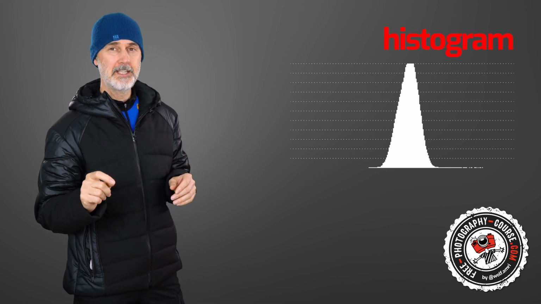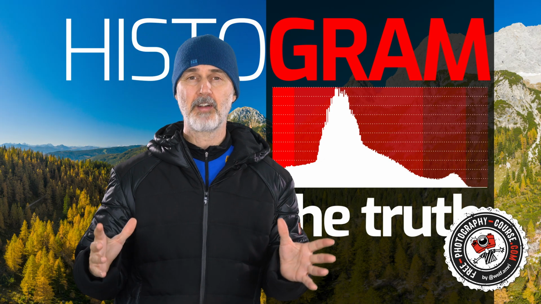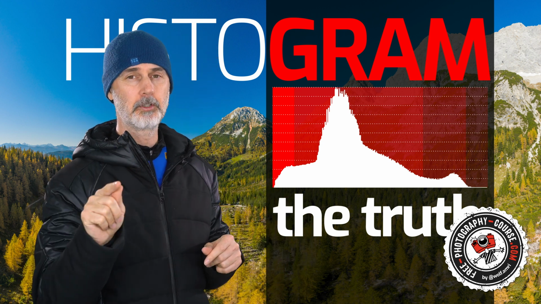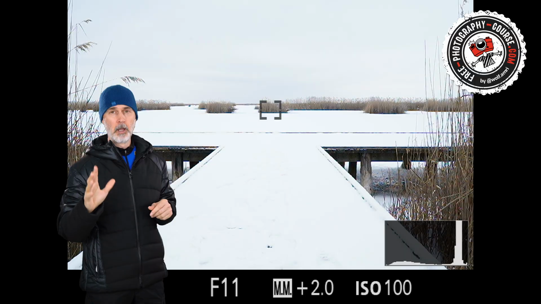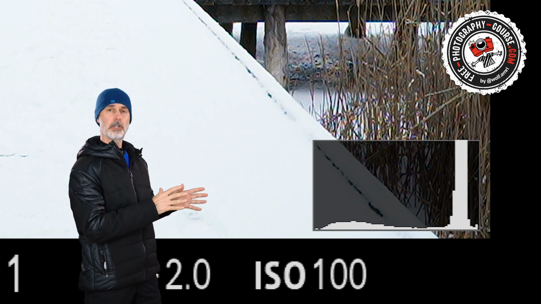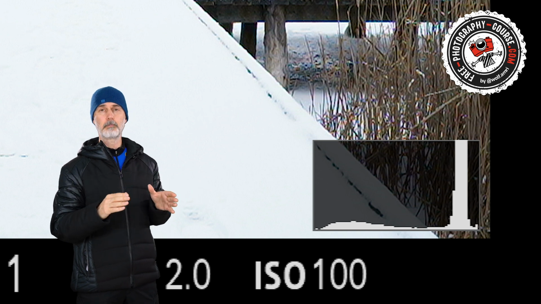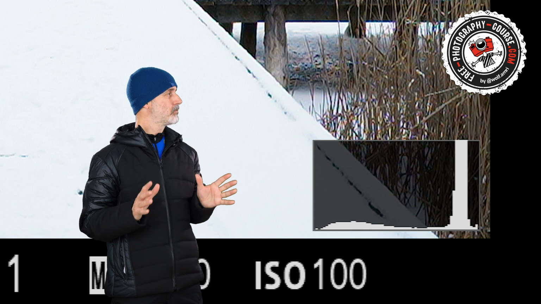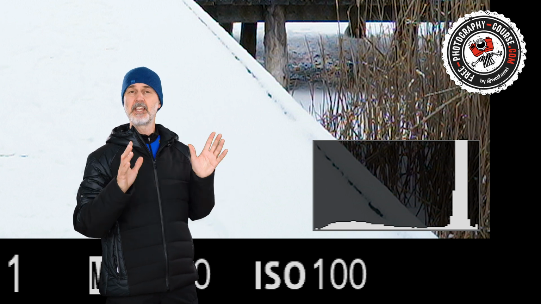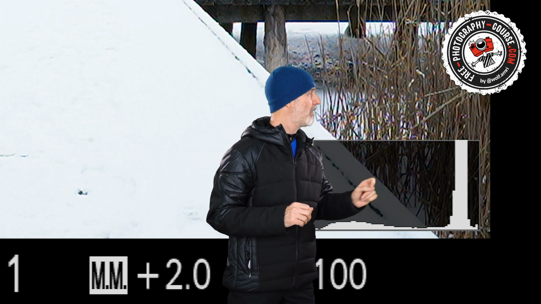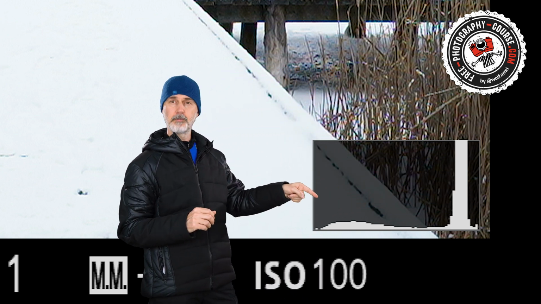I'm not going into detail on the histogram because I have a very detailed and easy to understand video about that. I will link you to that at the end of the video. But just in a nutshell, the histogram is a bar graph that shows the distribution of different brightness levels within your image. So how many pixels are white, black, and anything in between. The bar for the white pixels is on the right and that for the black pixels on the left.